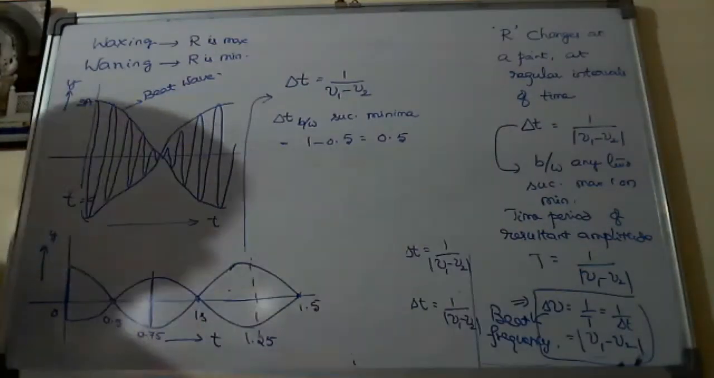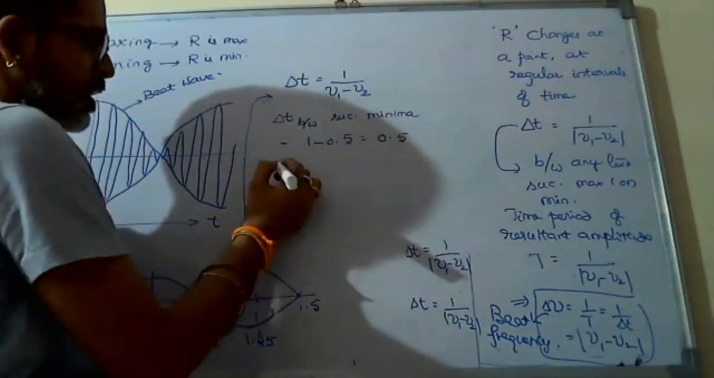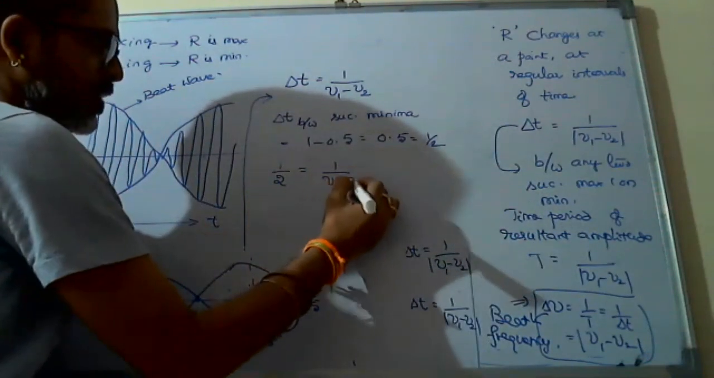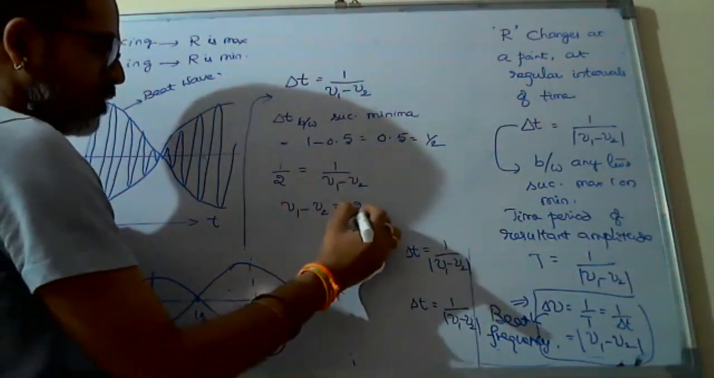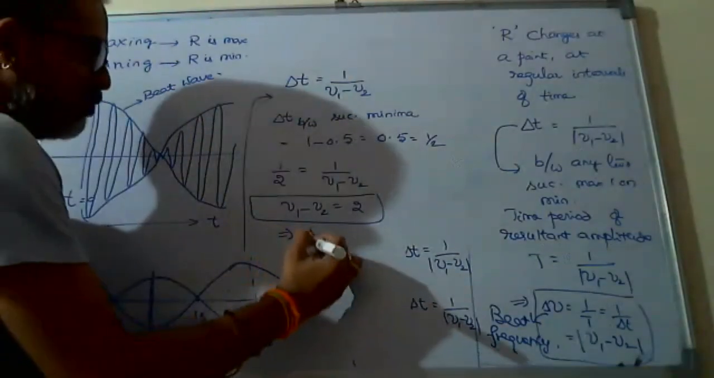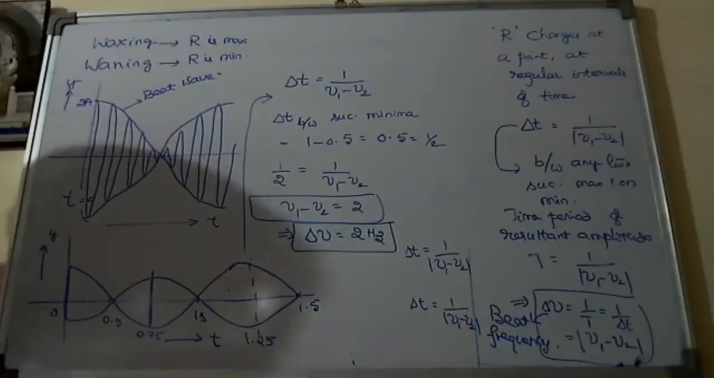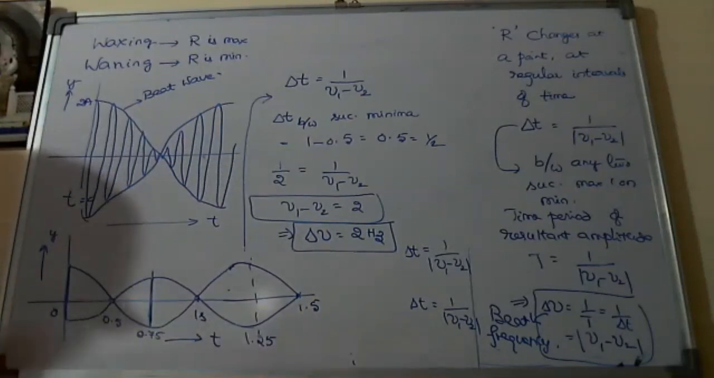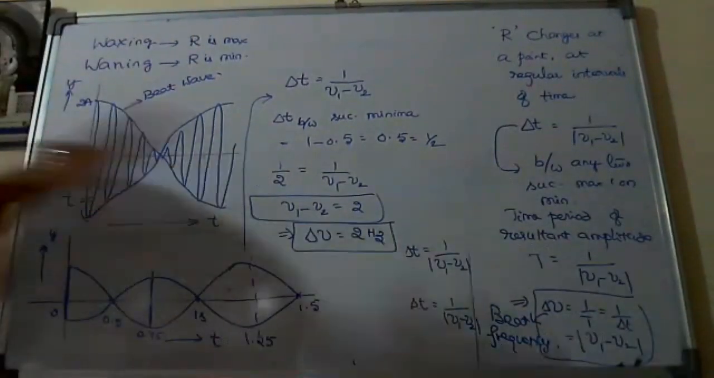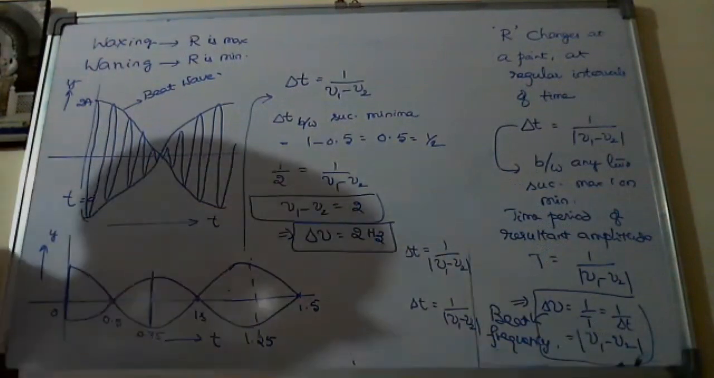Then you can say the time interval between successive maxima and minima is 0.5, meaning 1 by 2, equal to 1 by (nu1 minus nu2). Therefore, nu1 minus nu2 is equal to 2. That implies the beat frequency is 2 Hertz. So keep in mind, sometimes from the graph, without giving the values of nu1 and nu2, they will ask you to find the beat frequency.